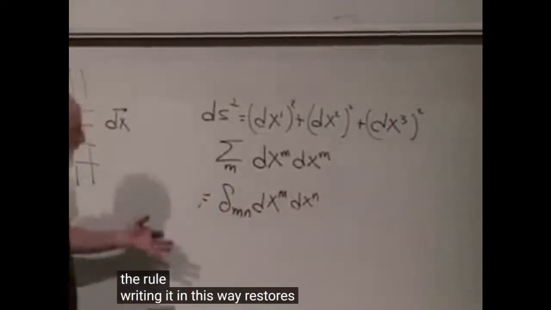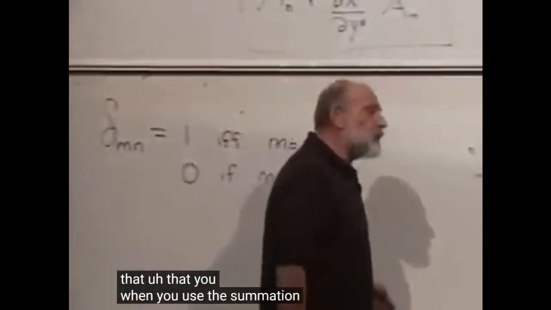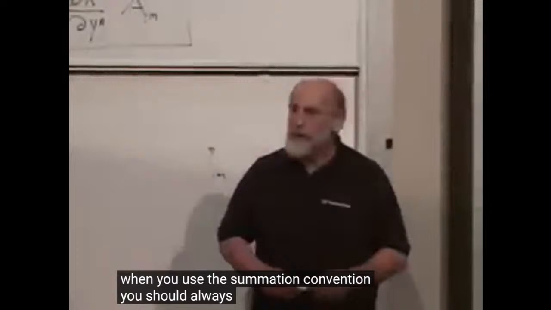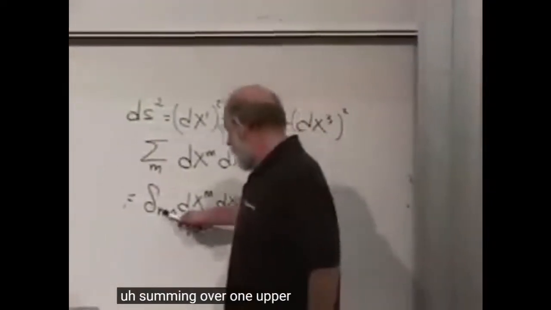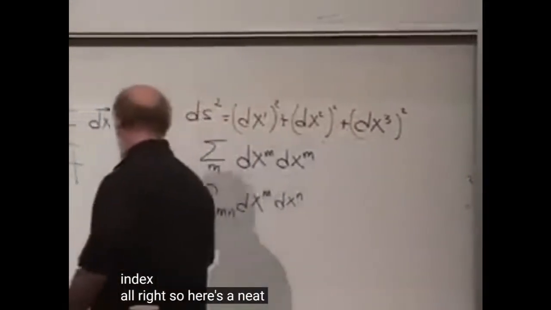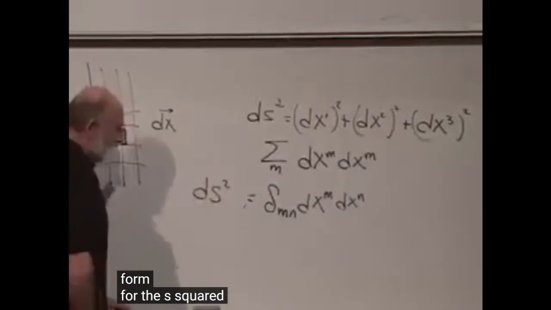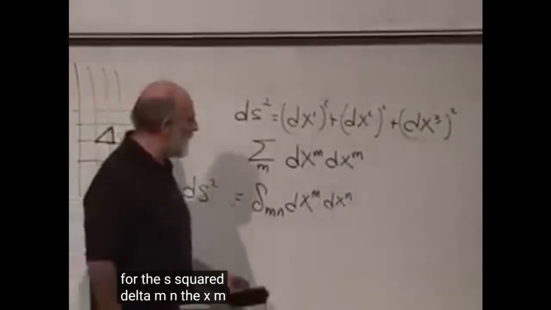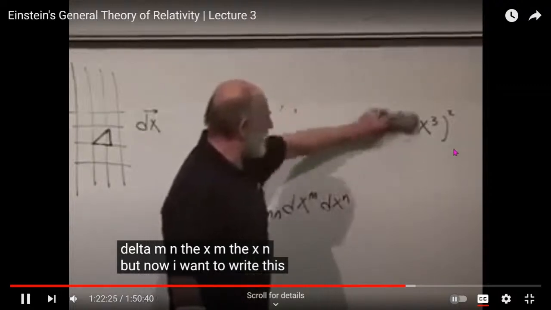Writing it in this way restores the rule that when you use the summation convention, you should always be summing over one upper and one lower index. All right, so here's a neat form for ds squared: delta mn dxm dxn.